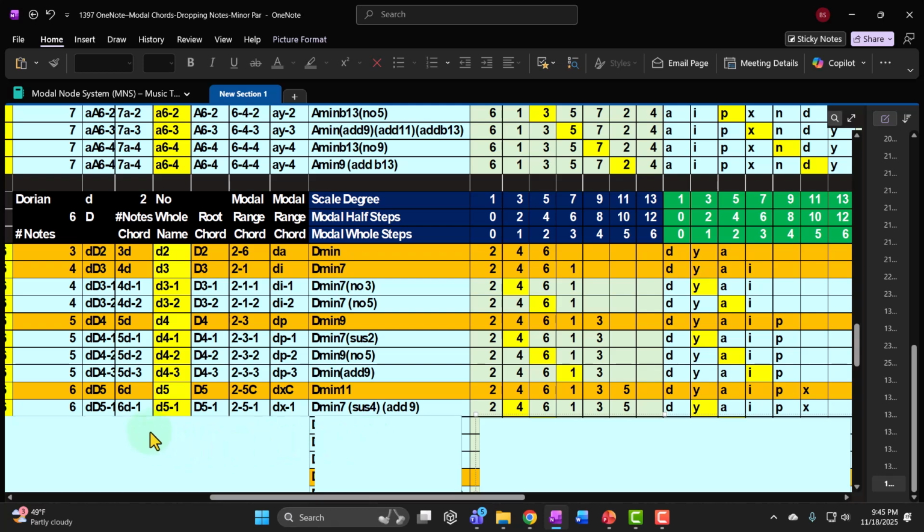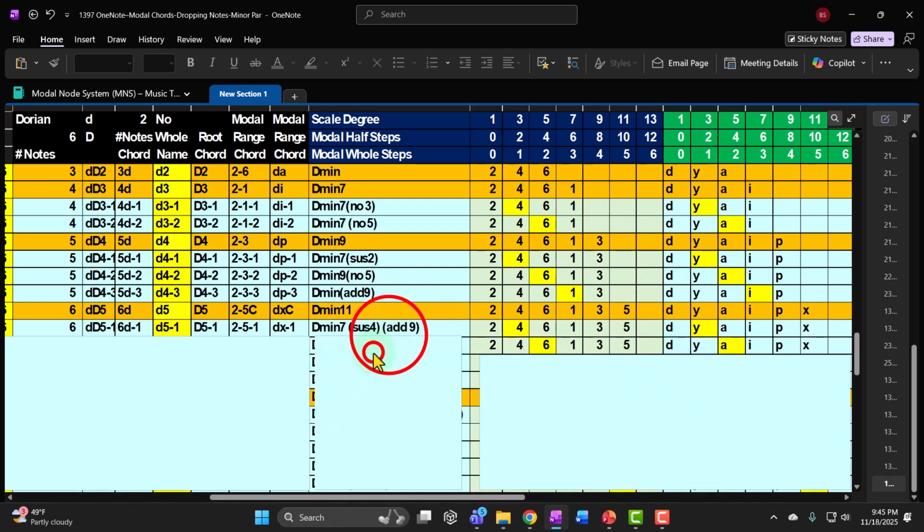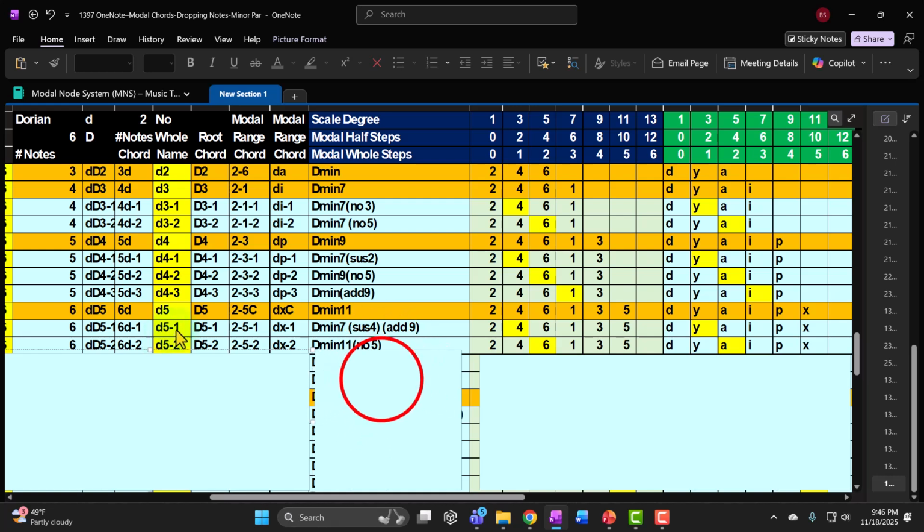If you just use a coordinate system, it would be a 6D -1 or D5 -1, meaning I'm going to go 5 modal whole steps up, which is 10 modal half steps, 11th scale degree, drop the one that's 1 modal whole step up, 2nd modal half step, 3rd scale degree. All right, and then if I want to bring that down an octave, I could superscript that 5 with a to the power of negative 1. What if I drop the 5? So now that would just be a D minor 11, drop the 5 or no 5. I'd rather say it's a 6D -2 or a D5 -2.